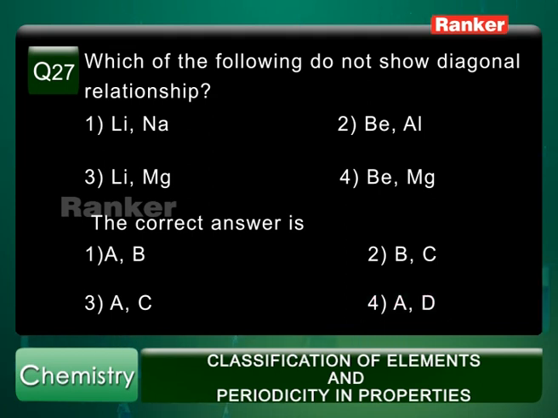A is lithium sodium, they belong to the same group, so they are not diagonal. And then D, beryllium magnesium also belong to the same group, so they are not considered as diagonal pairs. The correct answer is fourth option, AD.